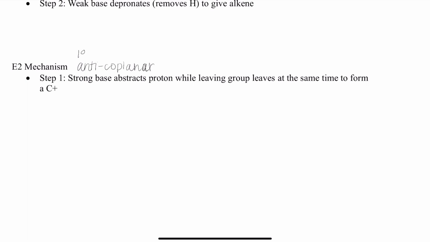Anti-coplanar, anti being 180 degrees, kind of like our Newman projection, and then coplanar meaning they're on the same plane. So this is very important. We want our halide and our hydrogen to be anti-coplanar because whenever we're in the stereochemistry, it allows our pi bond to form whenever our hydrogen and our halide are aligned, since this is all happening all at once. So it helps minimize the steric hindrance between our leaving group and our base, and it also just gives stereospecific results. So again, just know that for E2 mechanisms, you want your hydrogen and your halide to be anti-coplanar.